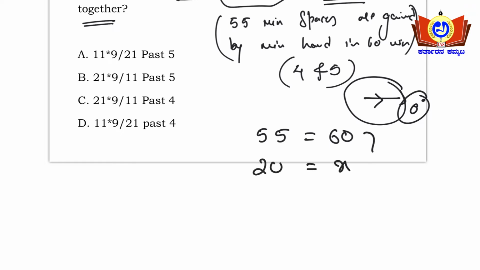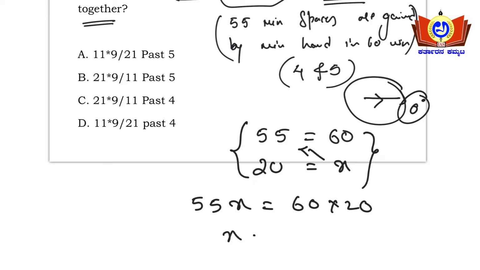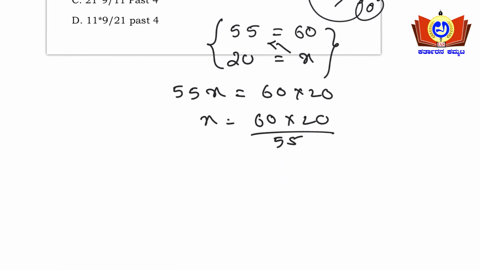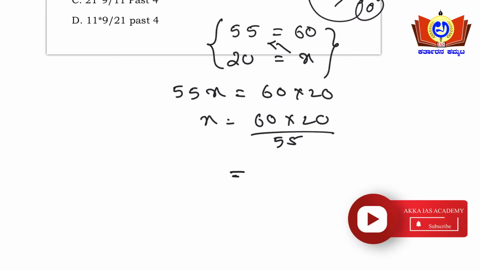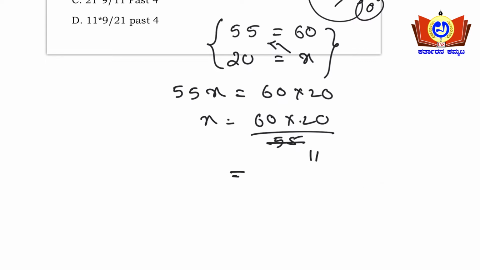and what is the time? X here. So you need to cross multiply. 55x equals 60 into 20. x equals 60 into 20 upon 55. 5 11 times, 5 4 times, 6 4s are 24. So I'll get 240 by 11.